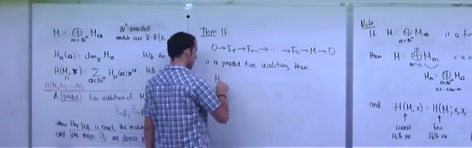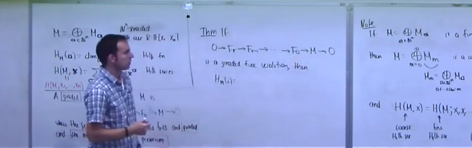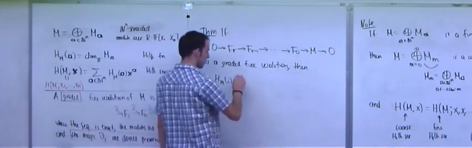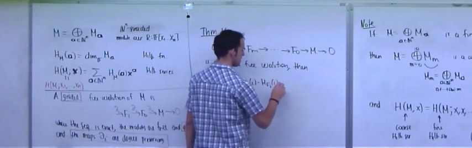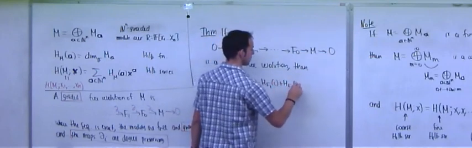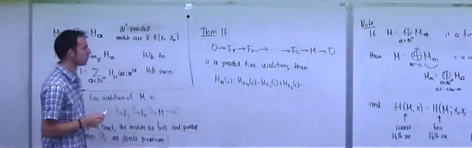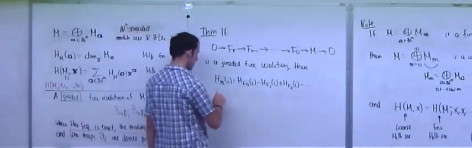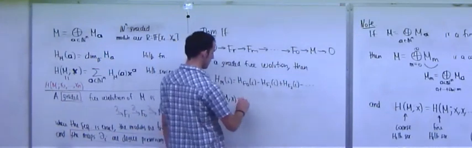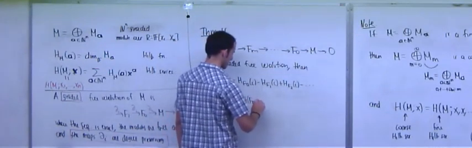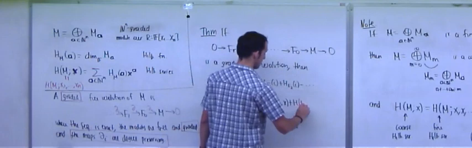So for example, if you want to know the Hilbert function of this guy, then all you have to do is take the Hilbert function of f0, subtract the Hilbert function of f1, add the Hilbert function of f2, etc. And if I want the Hilbert series, then all I have to do is the same thing. Hilbert series of f0 minus Hilbert series of f1 plus Hilbert series of f2, etc.